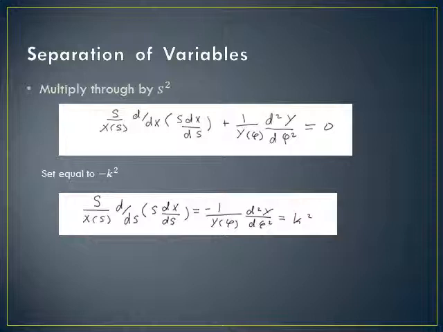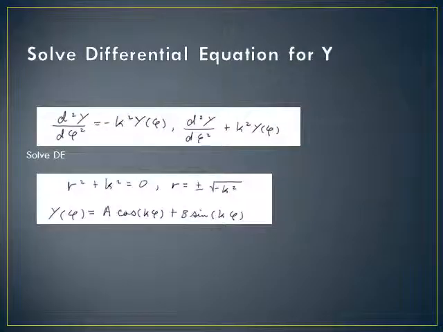Okay, separation of variables. We're going to multiply through by s squared, giving us this picture here on the top, and then we're going to set both sides equal to negative k squared. As you can see in the graphic, that should be negative k squared, but it's k squared. Typos, I suppose. Sorry about that. r squared plus k squared equals 0, so r equals plus or minus the square root of negative k squared, which means we have cosines and sines, and that's the solution listed there in the bottom picture.